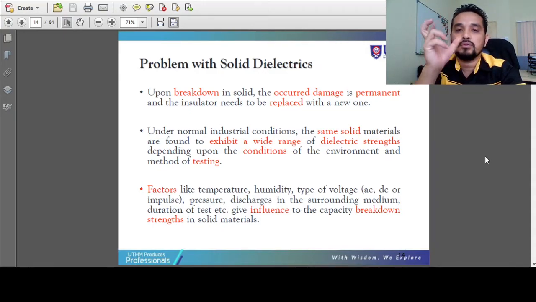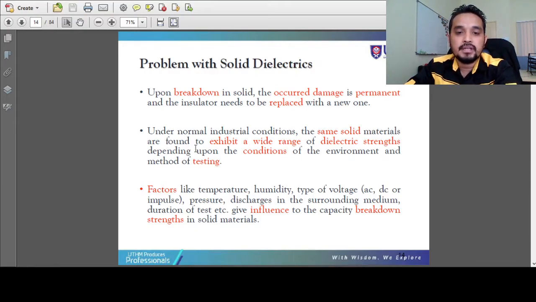That will cause permanent damage to the insulator. Even if you don't replace it, there will be permanent damage on the insulator, and it will never cure. Whereas if it is a gas dielectric, it can be regained, or it can be cured, or it can regain its original characteristics. Okay.